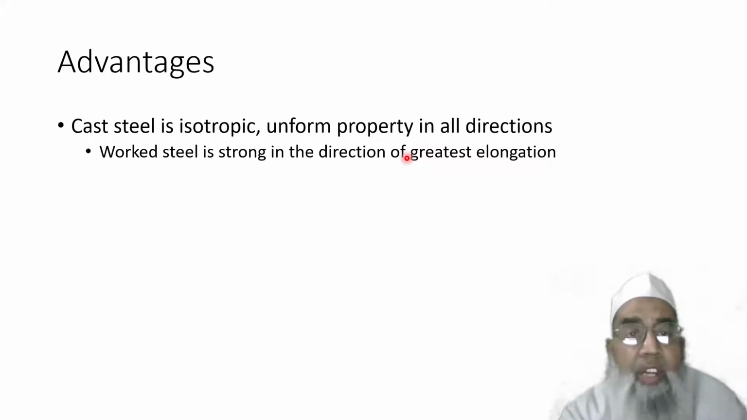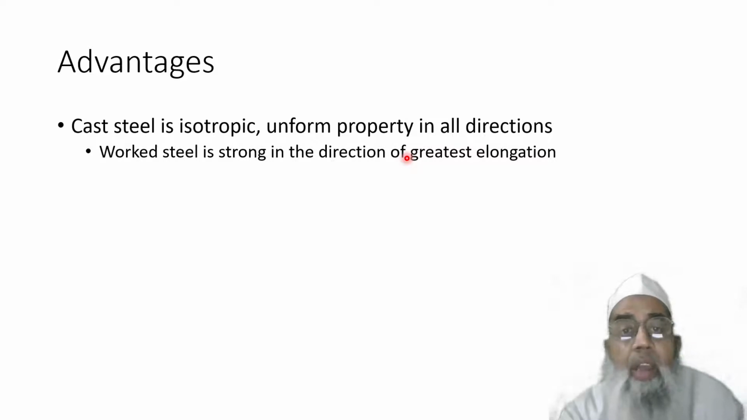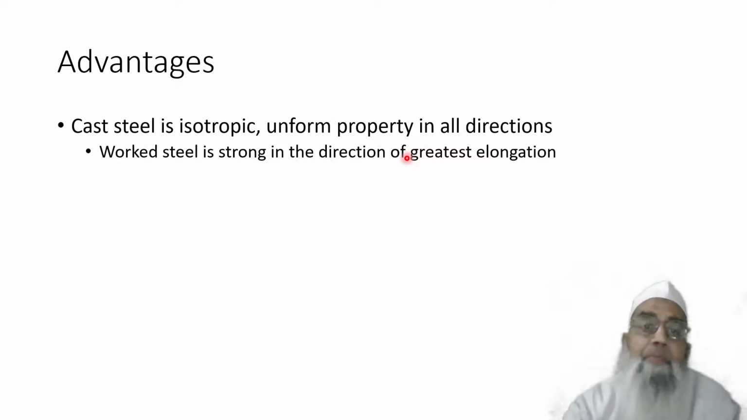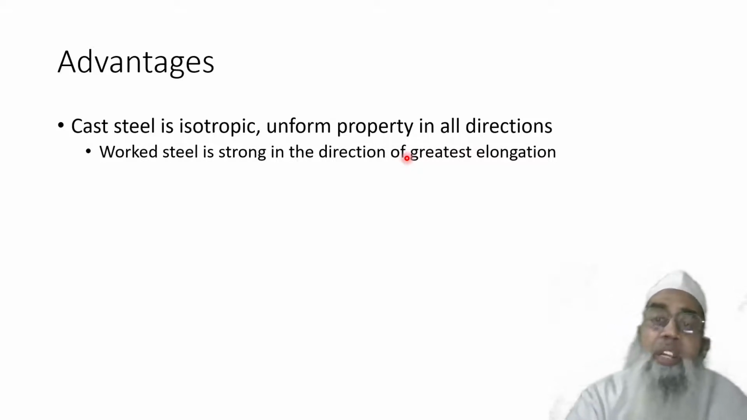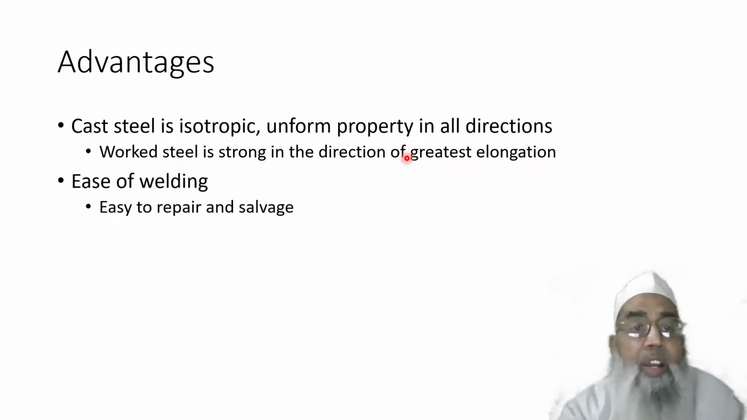Moreover, cast steel is isotropic and has uniform properties in all directions, while worked steel gets work hardened and has directional properties. The work hardened steel is stronger in the direction of longest elongation. However, it is not only isotropic, but there is also ease of welding.